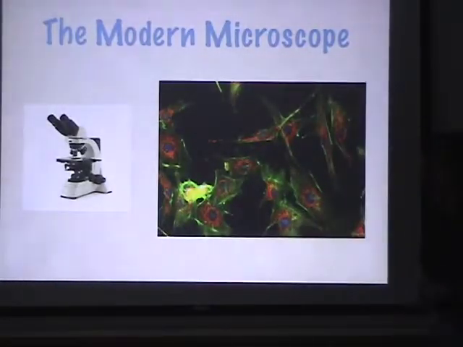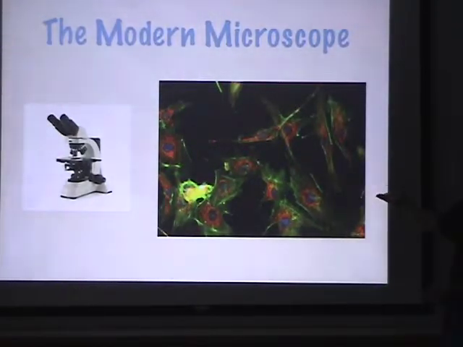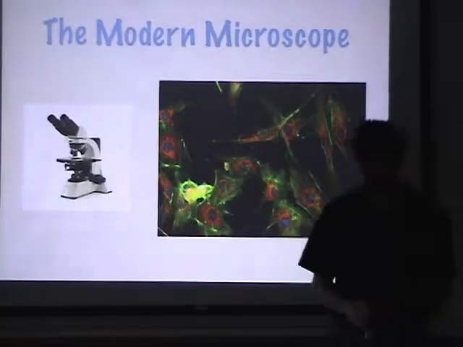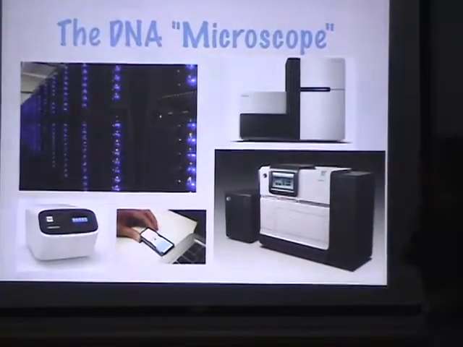If you look at a microscope today, this is a modern microscope, you might use it to look at cells under it that might look something like this. The modern microscope of today does not look very much different from the microscope of 100 years ago. Largely the same thing. And it's for looking at very small things. But once you want to start looking at DNA, the DNA microscope looks a little bit different.